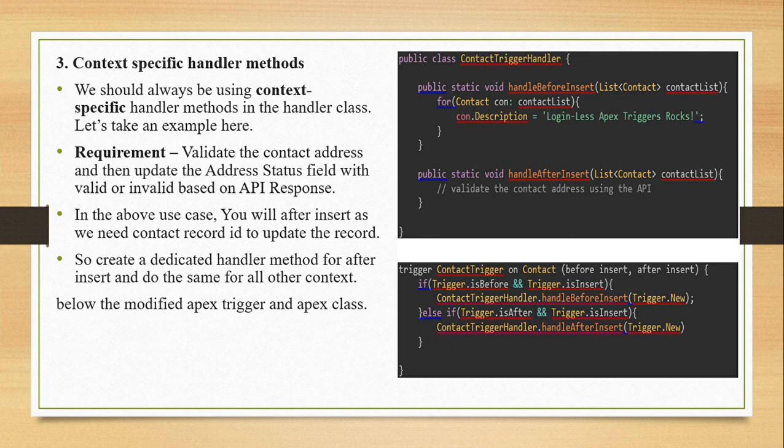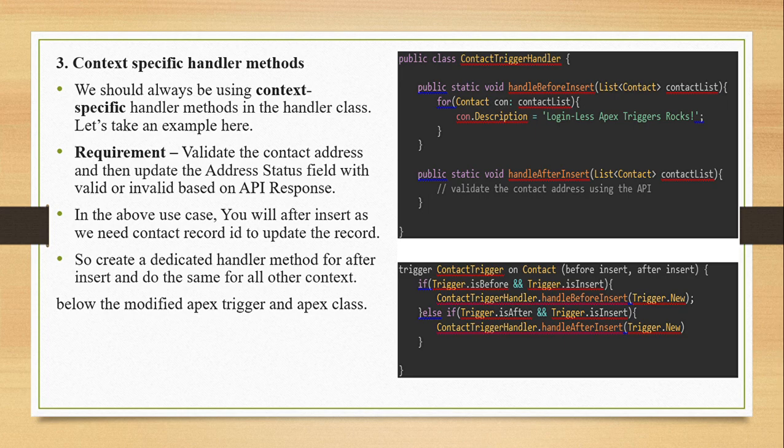Context specific handler methods. We should always use context specific handler methods in the handler class. Let us take an example: validate the contact address and then update the address status field with valid or invalid based on an API response. In this use case, you will use after insert, as we need the contact record ID to update the record, so create a dedicated handler method for after insert and do the same for all other contexts.